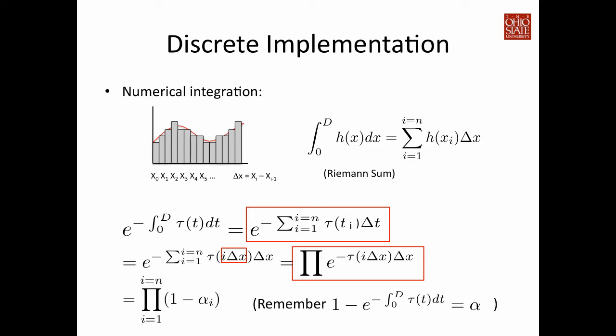Remember earlier I said this exponent is related to transparency. That is, how much light is allowed to go through. And it is equal to 1 minus the opacity, or alpha. So I can replace this multiplication sequence of e to the power of minus tau delta x by 1 minus alpha i, where alpha i is the opacity for every sample point along my ray.